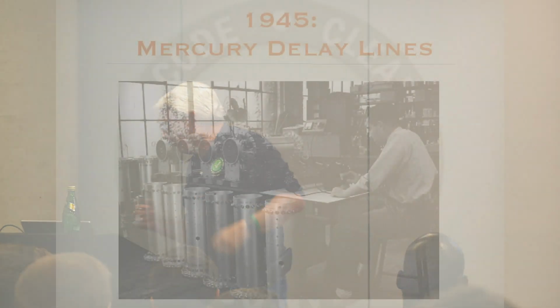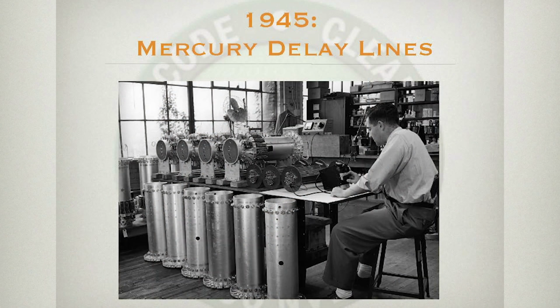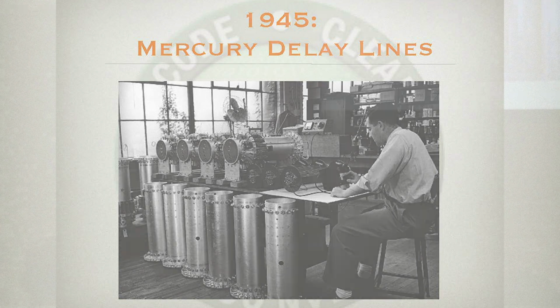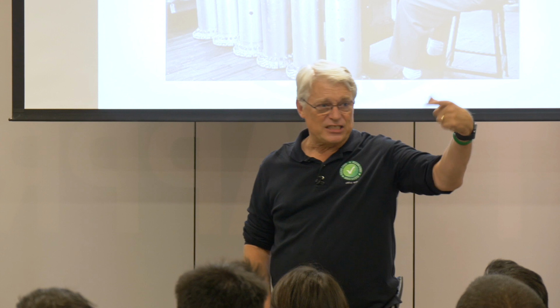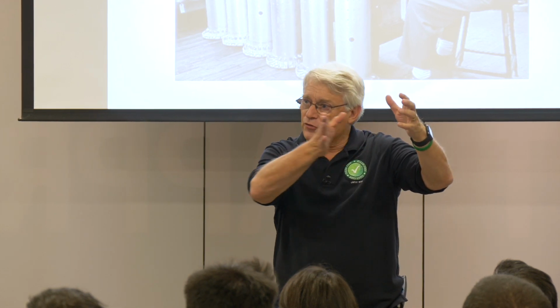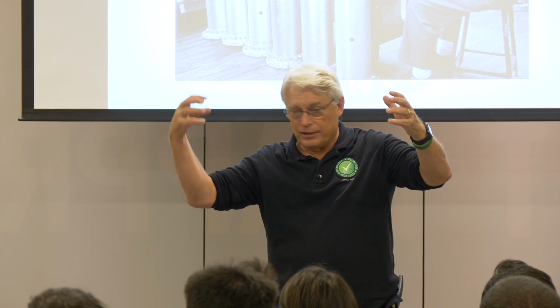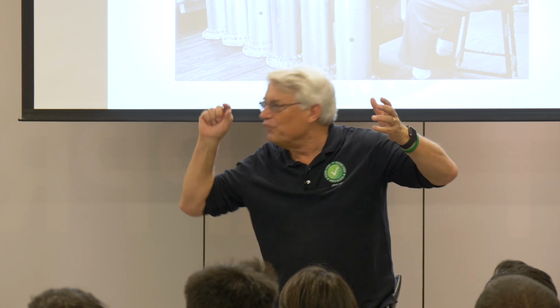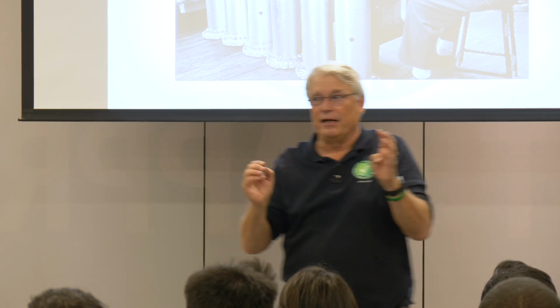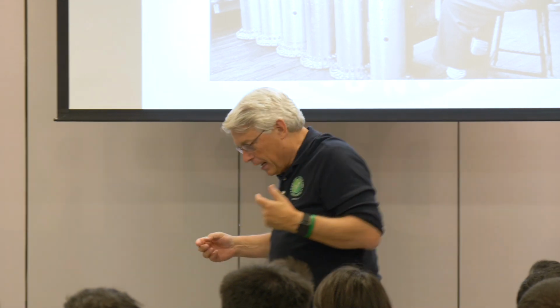The memory looked like this. It was mercury delay lines. There's a big long tube of mercury, and you put a speaker at one end, and you pump bits into that speaker, and those sound waves move through the mercury at a pretty high rate of speed, and you put a microphone at the other end, and then you capture that electronically and wrap it around to the beginning. So this is rotating memory, kind of like a disk, except it's moving through the mercury. The memory was in the mercury. And they made that work.